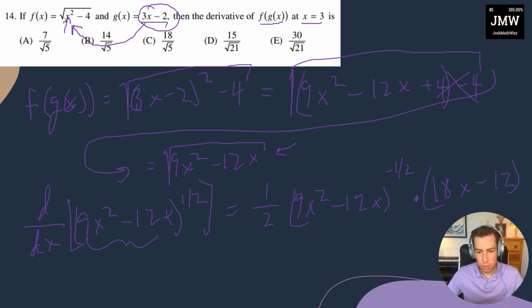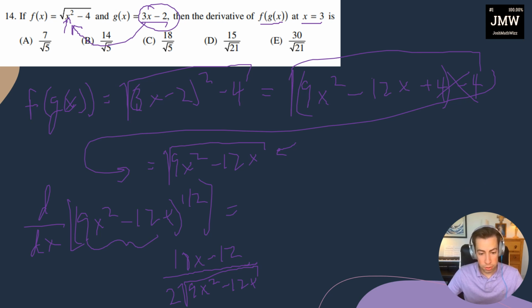Whenever I do that, it's basically plug and chug at this point. When I simplify everything down, I'm going to have 18x minus 12 divided by 2 multiplied by the square root of 9x squared minus 12x. Let me go ahead and clear some space so that we can evaluate this at 3. That's what they want us to do: when you have this derivative and you evaluate it such that x equals 3, what do you get? So let's go ahead and solve that.